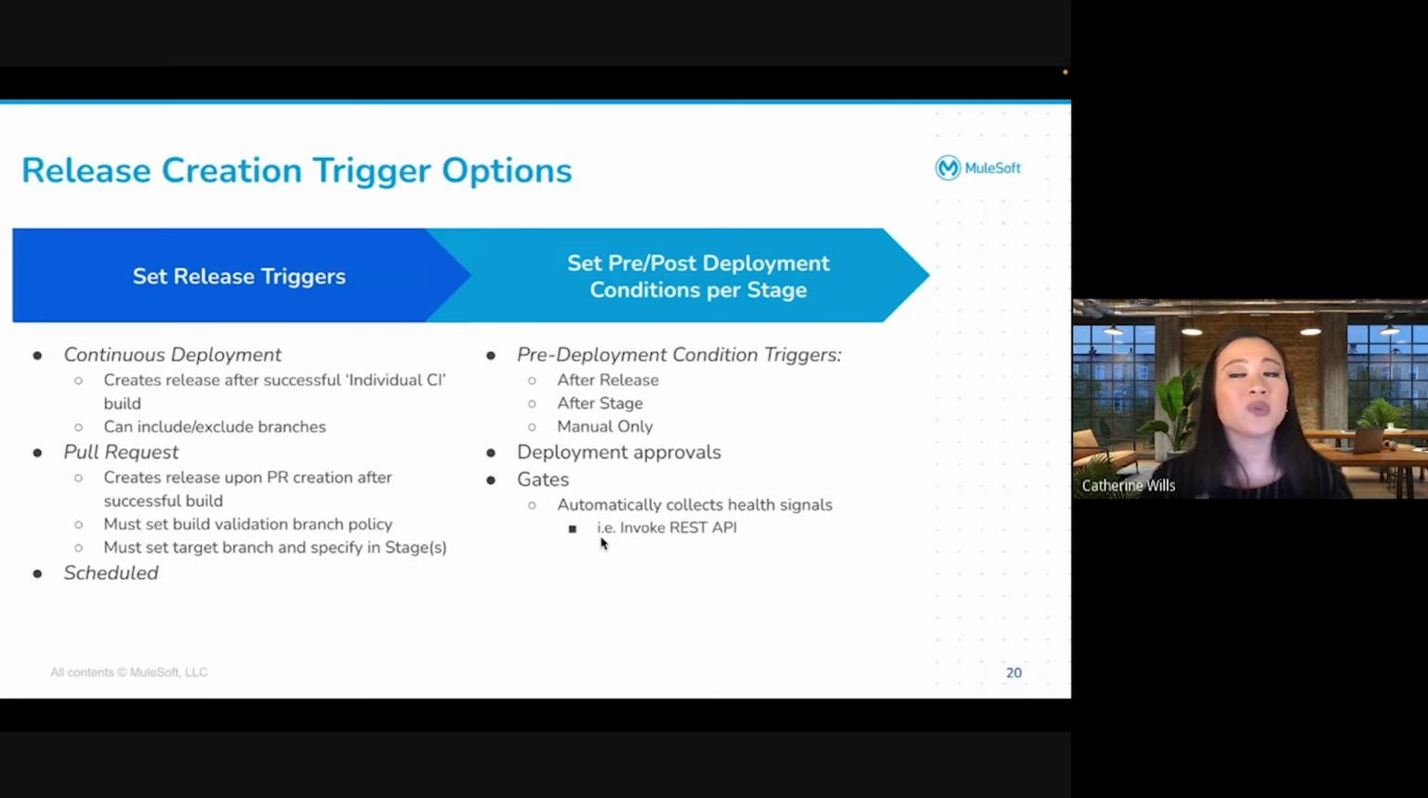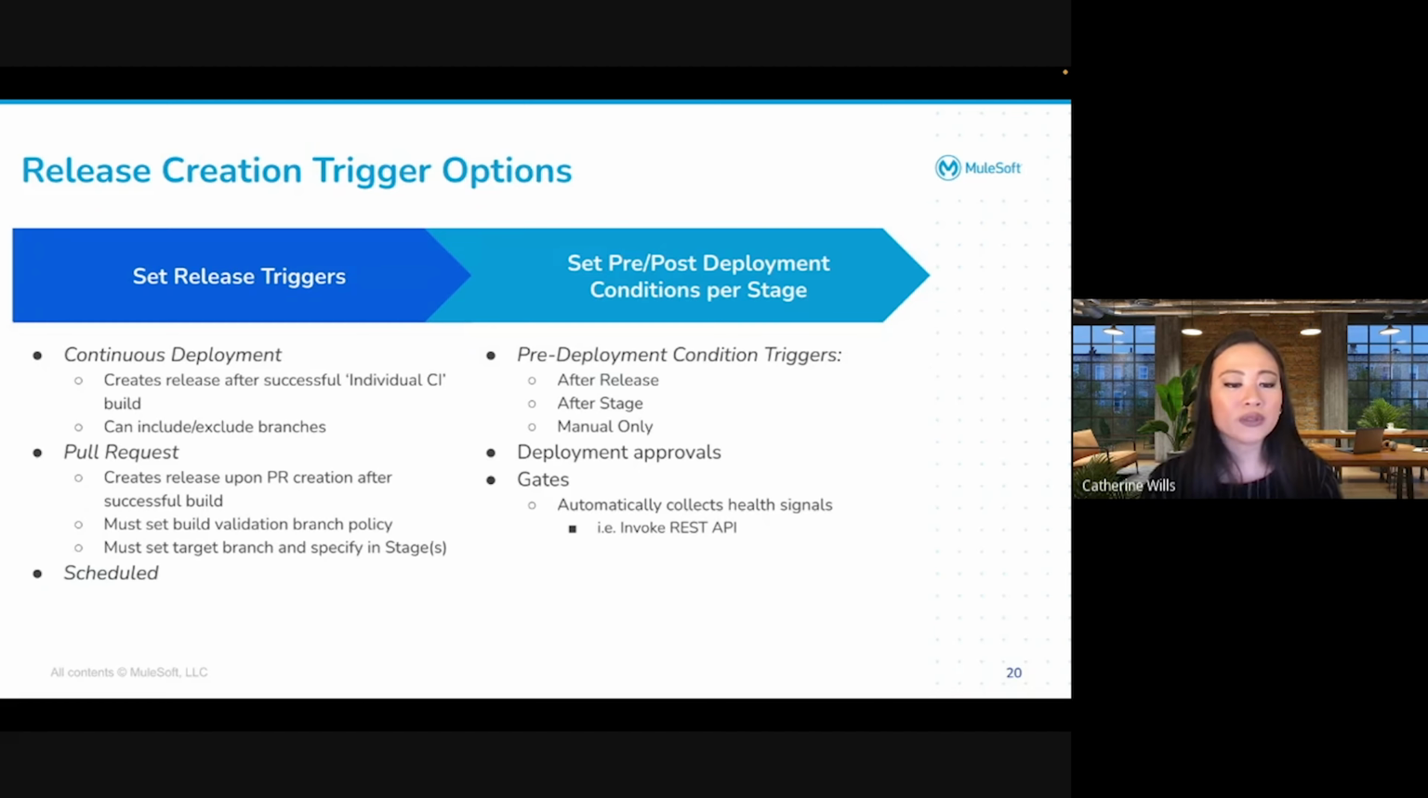So for a release to be created, there's different trigger options. So the first thing you're going to do is set your release trigger. And what this does is it's when do you want a release to be created? And so there's three different options. Continuous deployment. This is going to create a release after a successful what we call individual CI build. And that could be a manual, or that could be a completion of a pull request. And so with that, you can also include or exclude branches. And we'll talk about that in the demo, because that's the one I'm going to use. You can also do a pull request one.